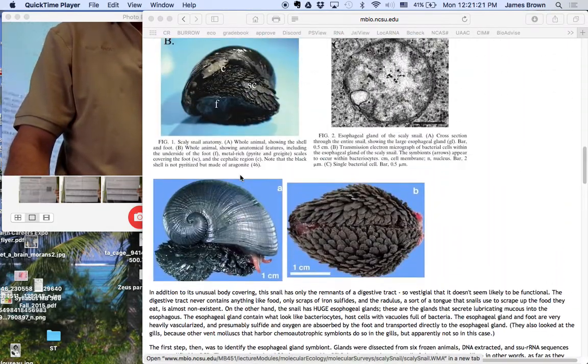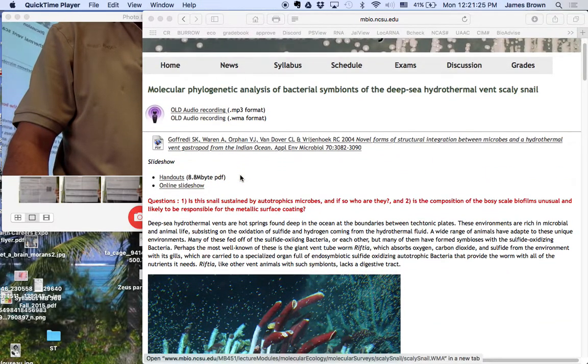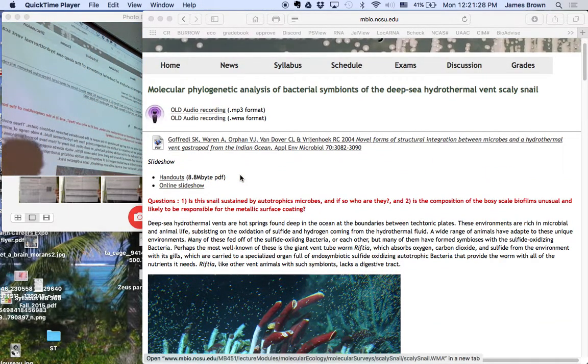So have a look at this paper. It's really interesting. And take a look at what's come up since then on this animal. Because there's some folks here and nearby that are working on it.